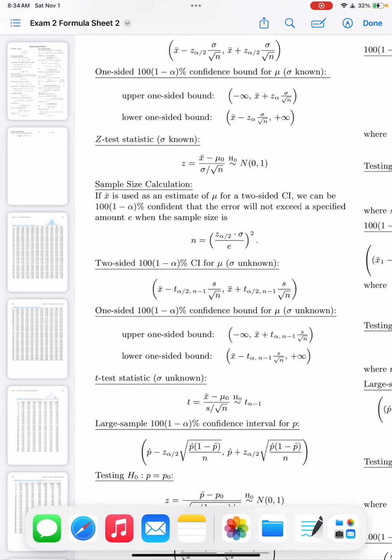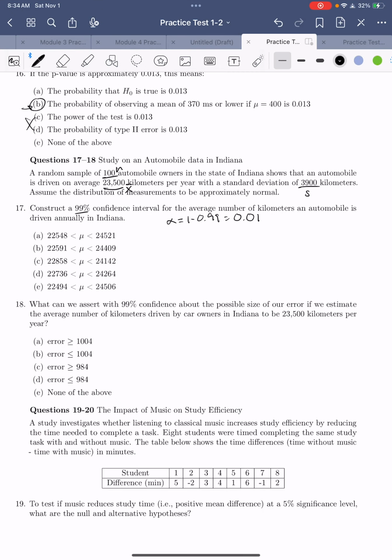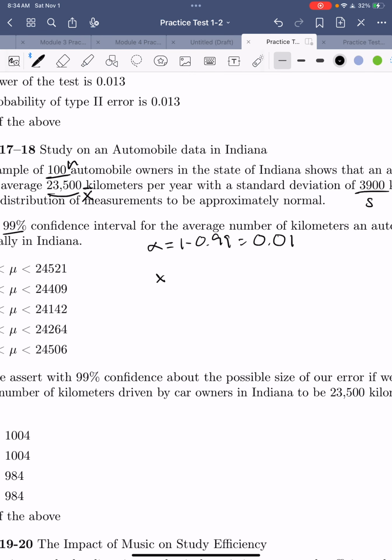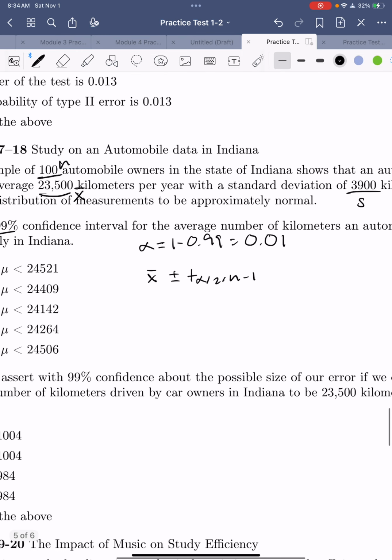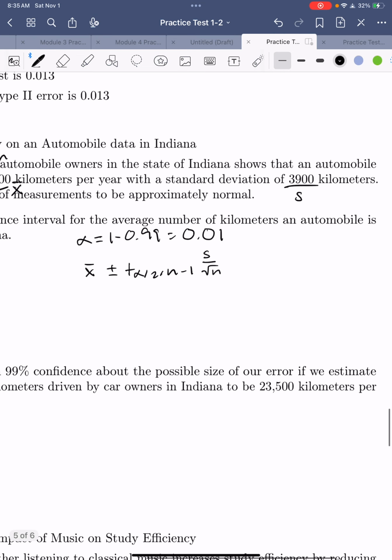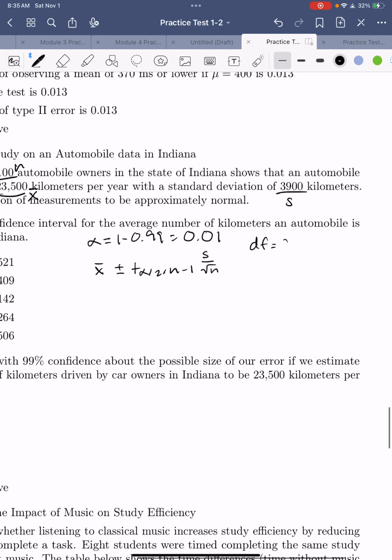So let's go back. And that's going to be our x bar plus or minus our t alpha divided by 2 with n minus 1 degrees of freedom times s over square root of n. So let's see what our degrees of freedom are. That should be just n minus 1, and we see that our n is 100, so that is 99.